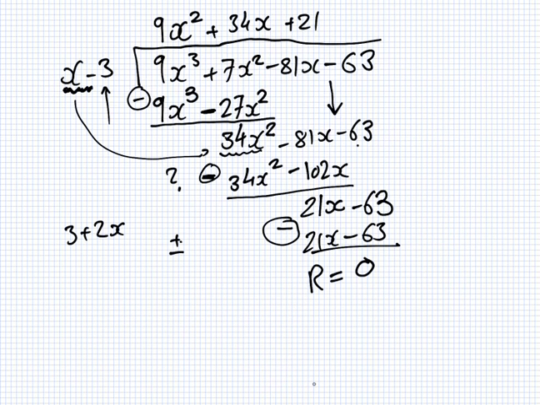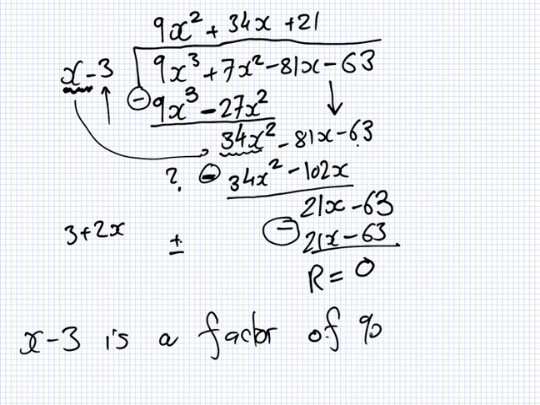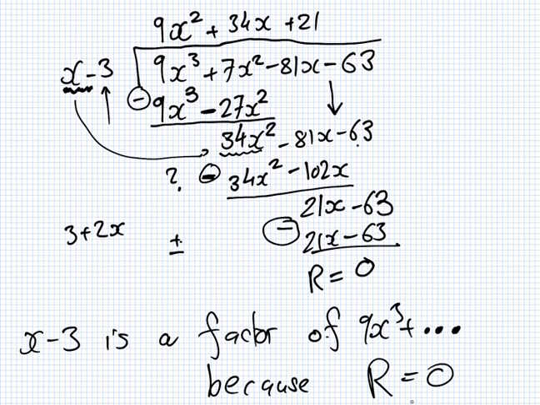So in these examples here, you can say x minus 3 is a factor of 9x cubed plus etc. because the remainder is 0. And if the remainder was not 0, then it's not a factor. Simple as that.